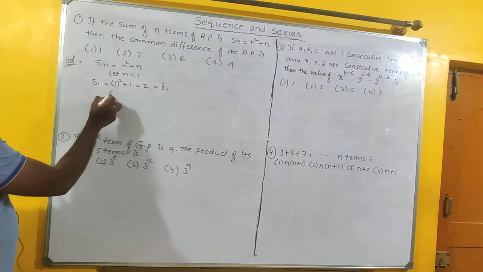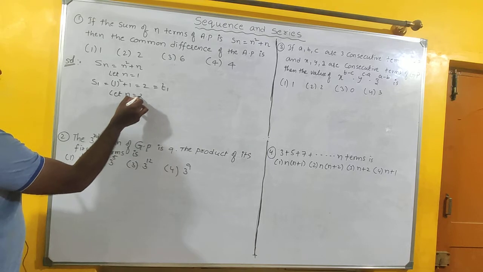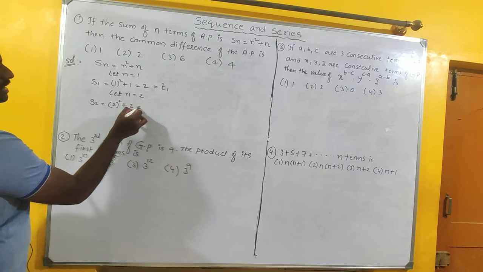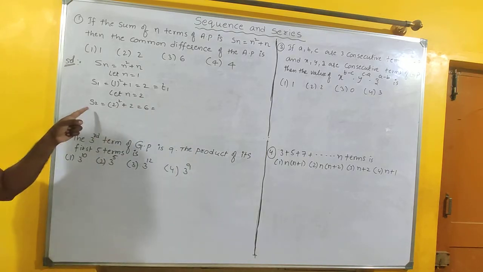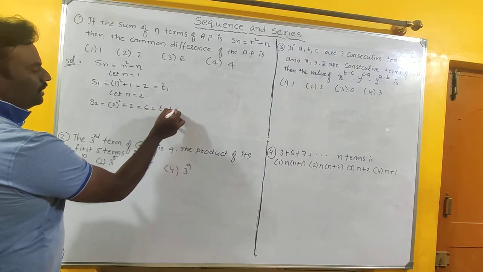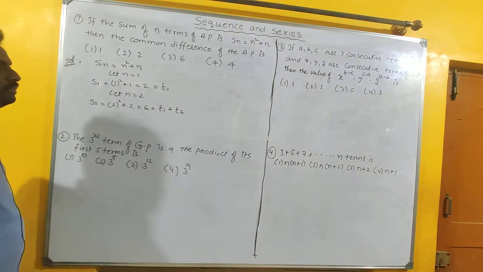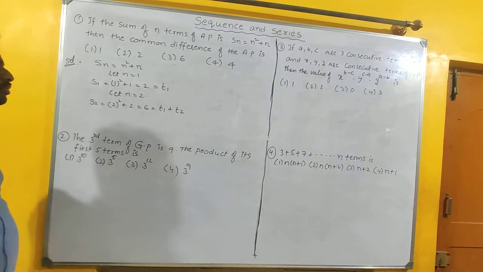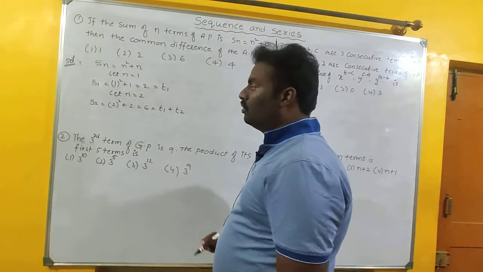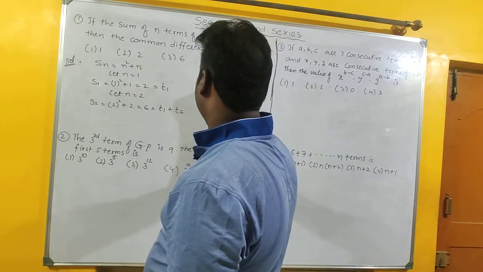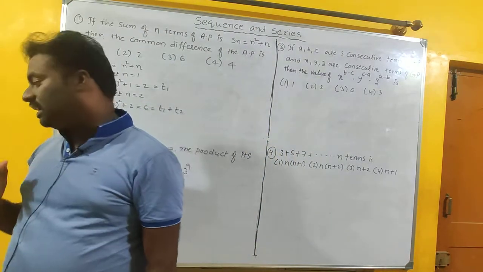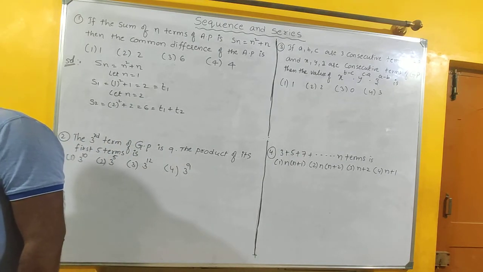Next I am substituting n equal to 2. Then S2 is equal to 2 square plus 2, that is 6. S2 means the sum of two terms, that is nothing but T1 plus T2. But we need to find the common difference. What is the common difference formula? The first term should be equal to 2.